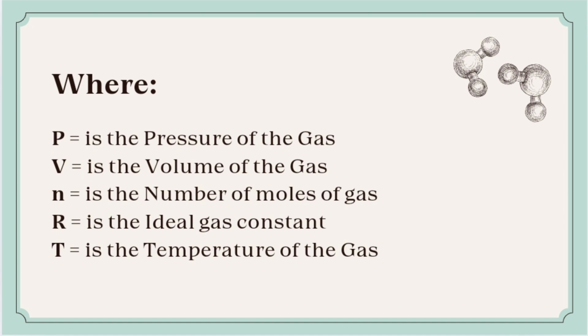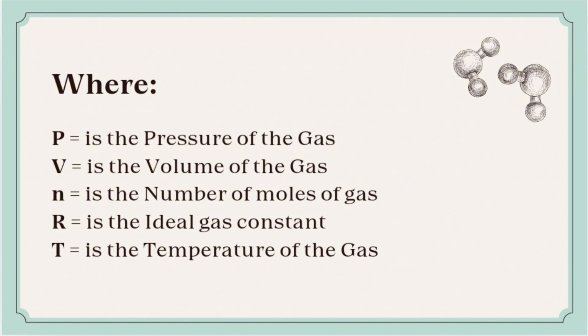Third, the number of moles of gas, or n. This is a measure of the amount of gas present in the system. The number of moles is related to the mass of the gas and its molecular weight. Fourth, the ideal gas constant, or R. The value of R depends on the units of pressure and volume. The gas constant allows the equation to balance its units, ensuring consistent results.